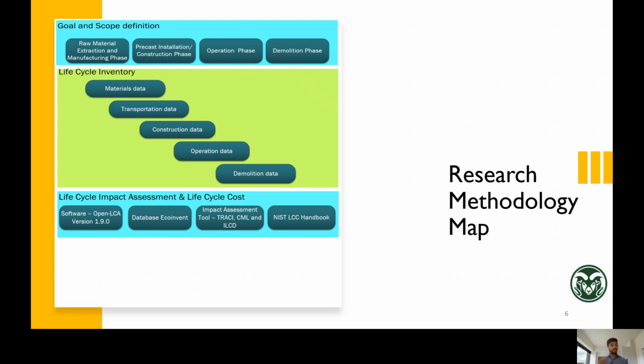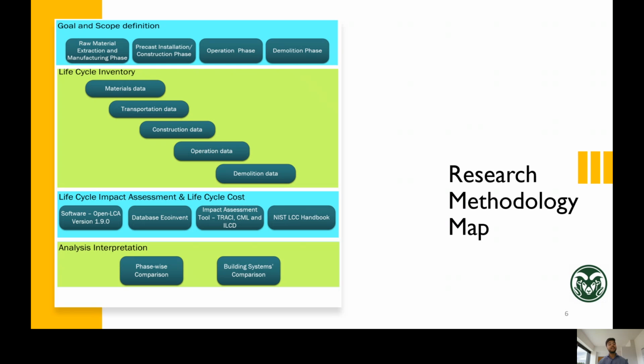The second phase was followed by life cycle impact assessment and life cycle costs. This framework was developed keeping in mind that these things will be evaluated on software called OpenLCA version 1.9.0 using a database called EcoInvent, and there are several impact assessment tools such as TRACI, CML, and ILCD, which can help us evaluate the environmental impacts throughout the life cycle of a project. Also, for the economic impacts, the results were double-checked manually using the NIST LCC handbook as well.